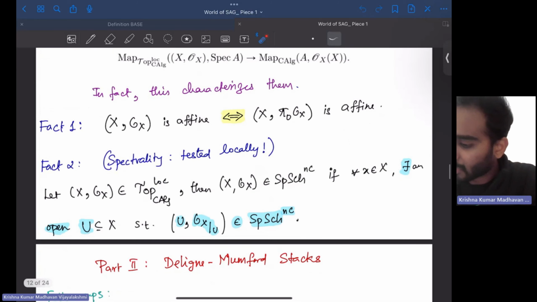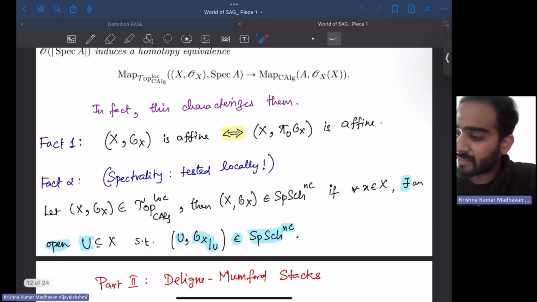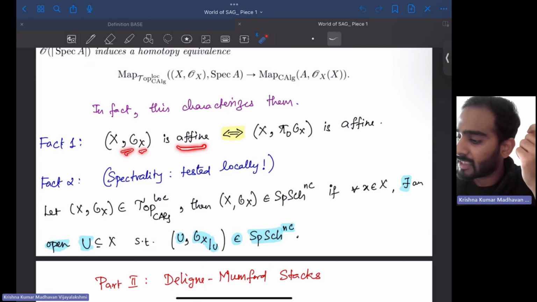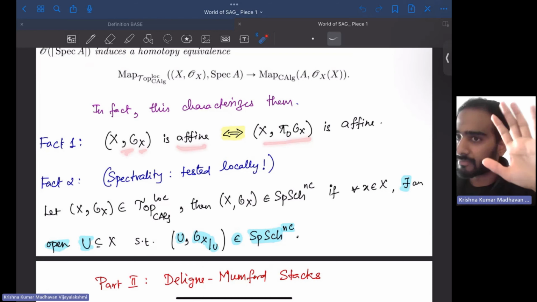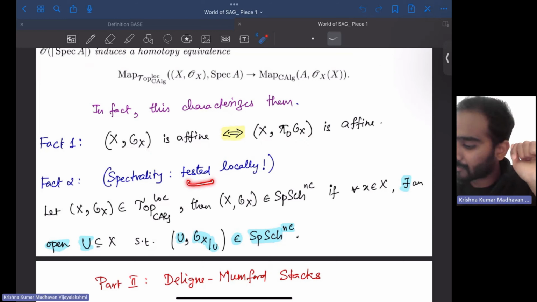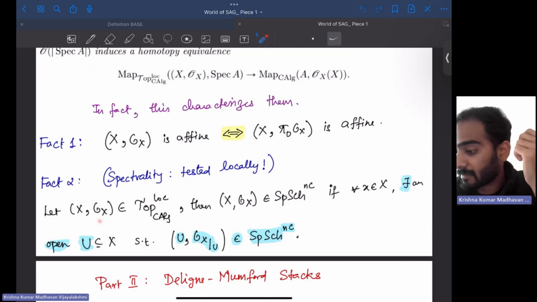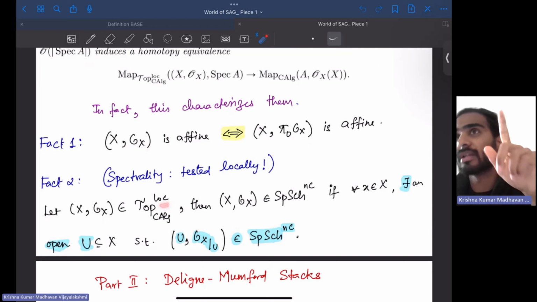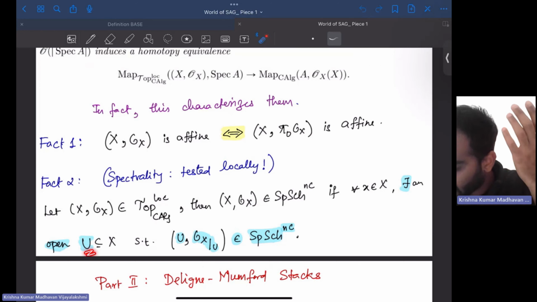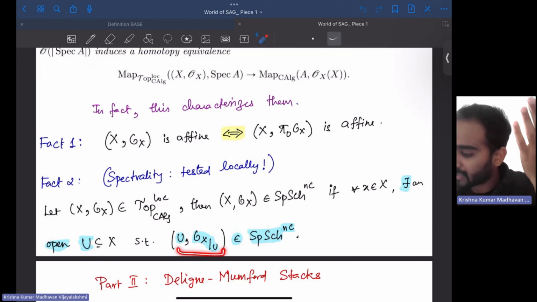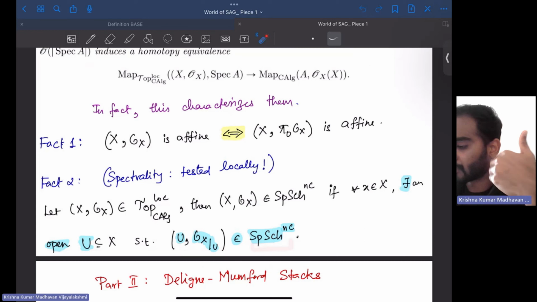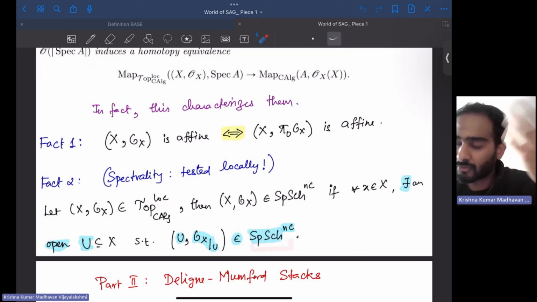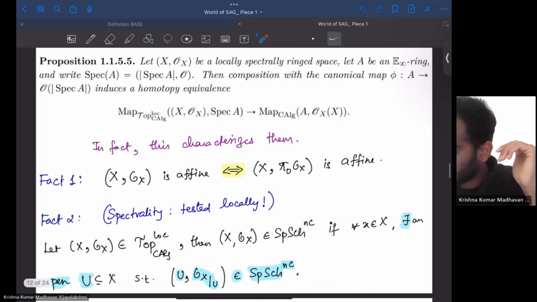So in fact, one can already characterize affine schemes by just this property. A spectral scheme is affine if and only if the underlying scheme is affine. And so in particular, a locally spectrally ringed space is affine if and only if for every open cover, you just restrict it, and if it is already affine, then the original space is also affine, right?